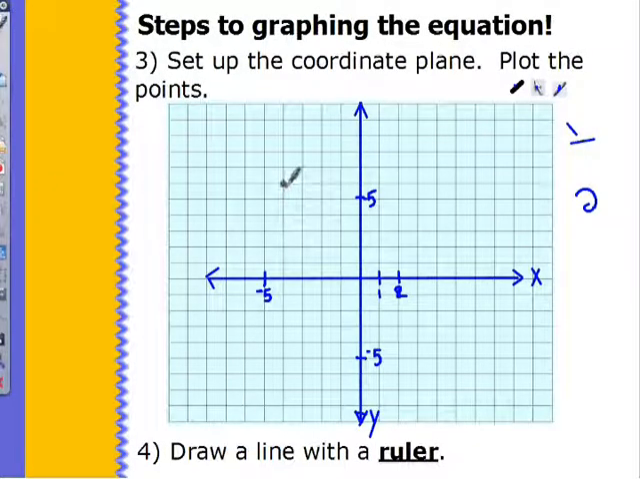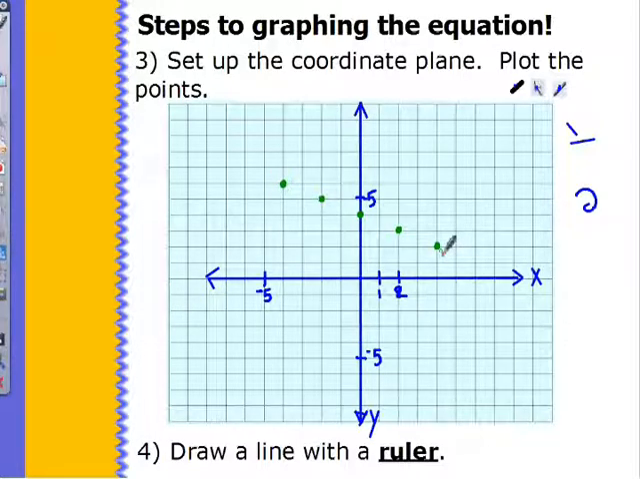Put a point there. At negative 2, we were at 5. At 0, it was 4. At 2, it was 3. And at 4, it was 2. My points are nice and obvious.